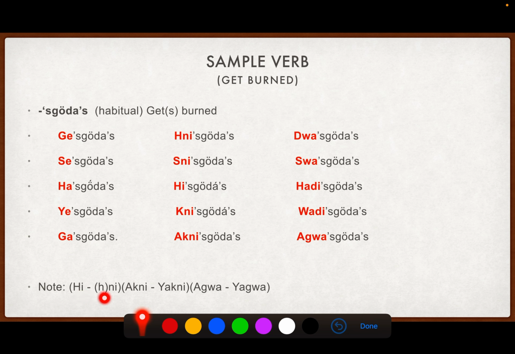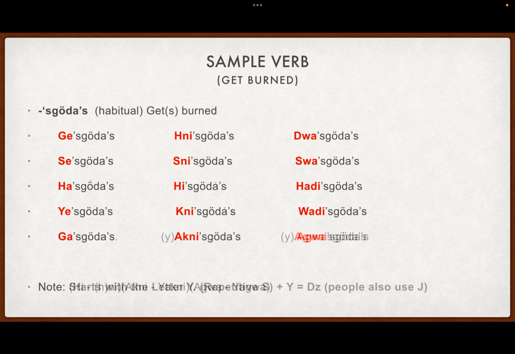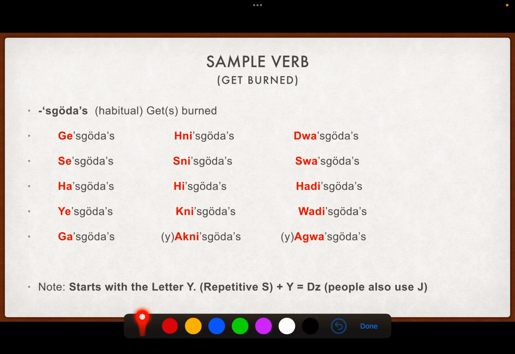usually when something comes in front of it, it turns into this ni, right? And that just gets it treated like a pronoun that starts with the H that doesn't really come back on. Akni is really yakni. Agwa is really yagwa. So let's put those back on there. And now we have these hidden ones on there, right? That Y, we know that that's a Y. We didn't really mess with this one. But these ones are the two, right?